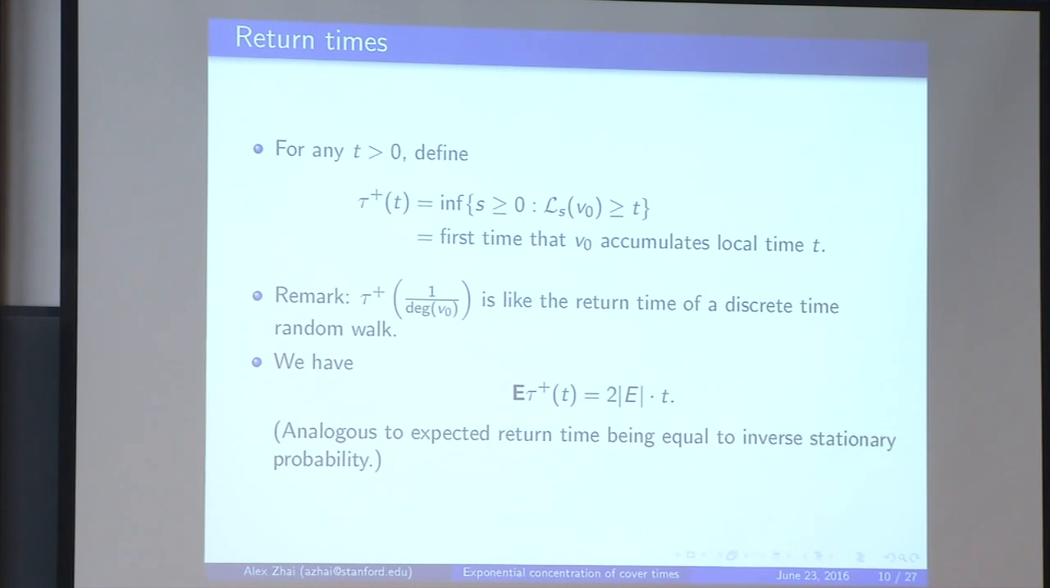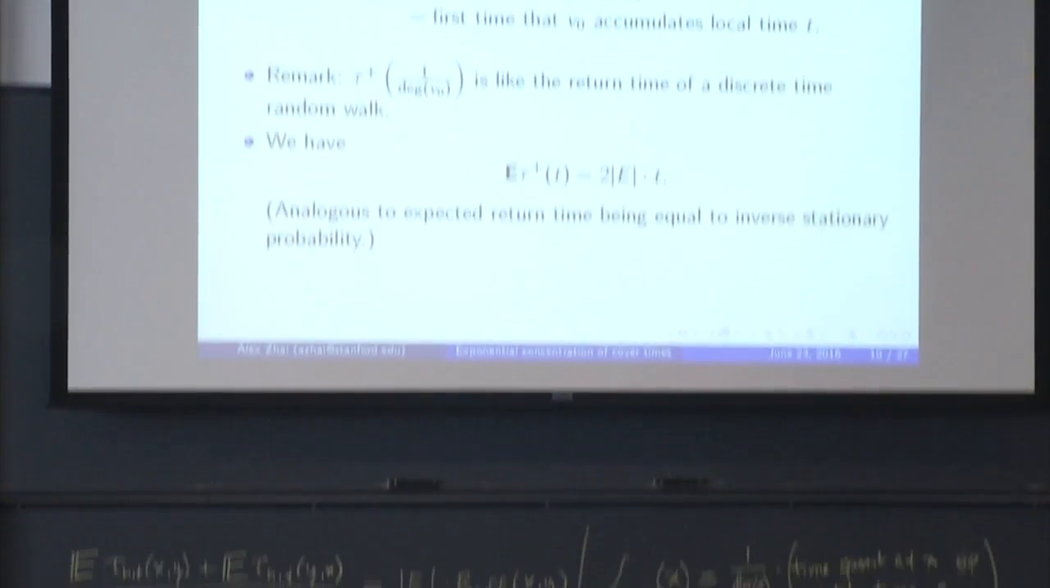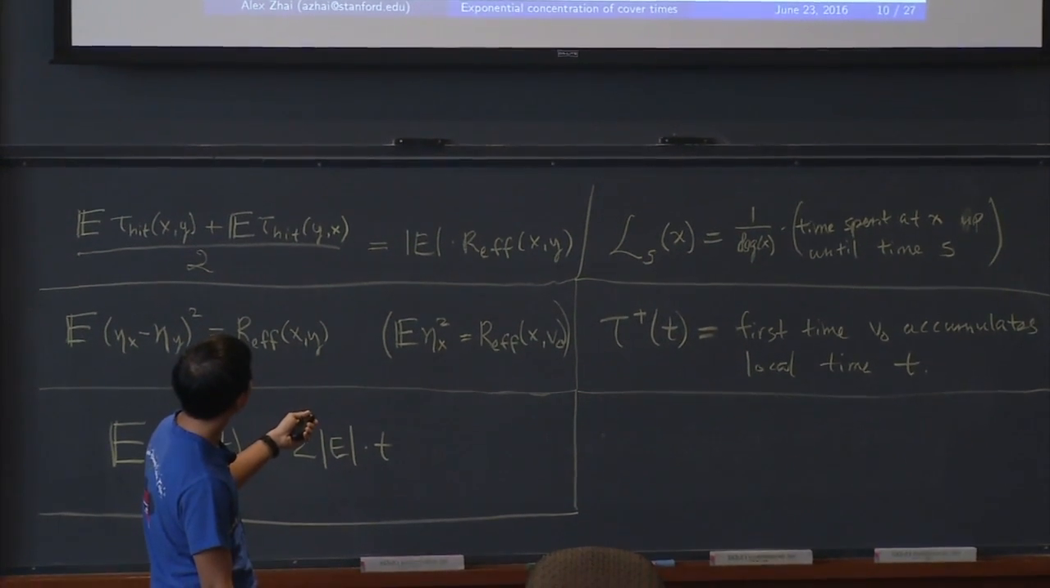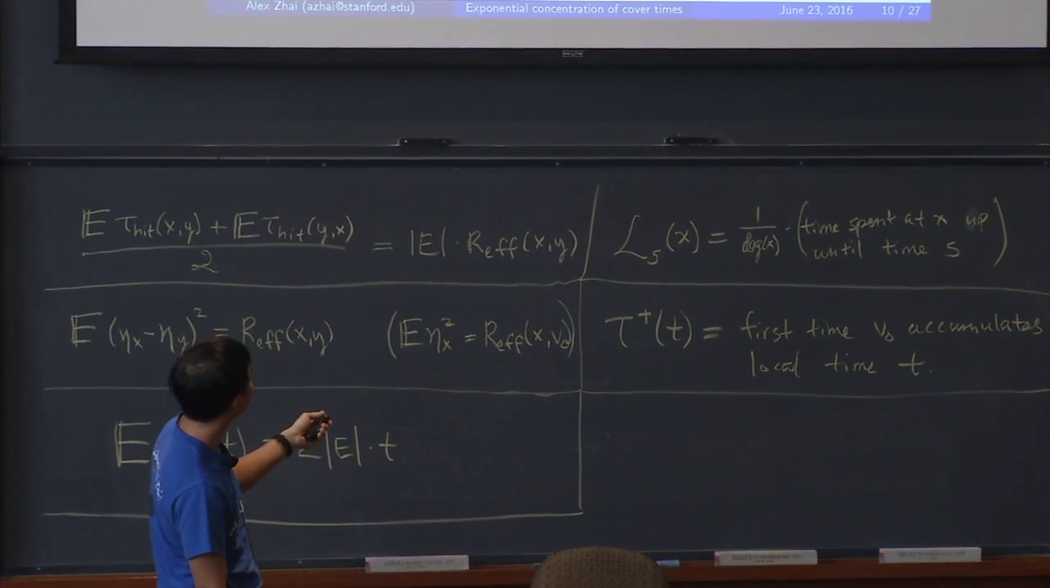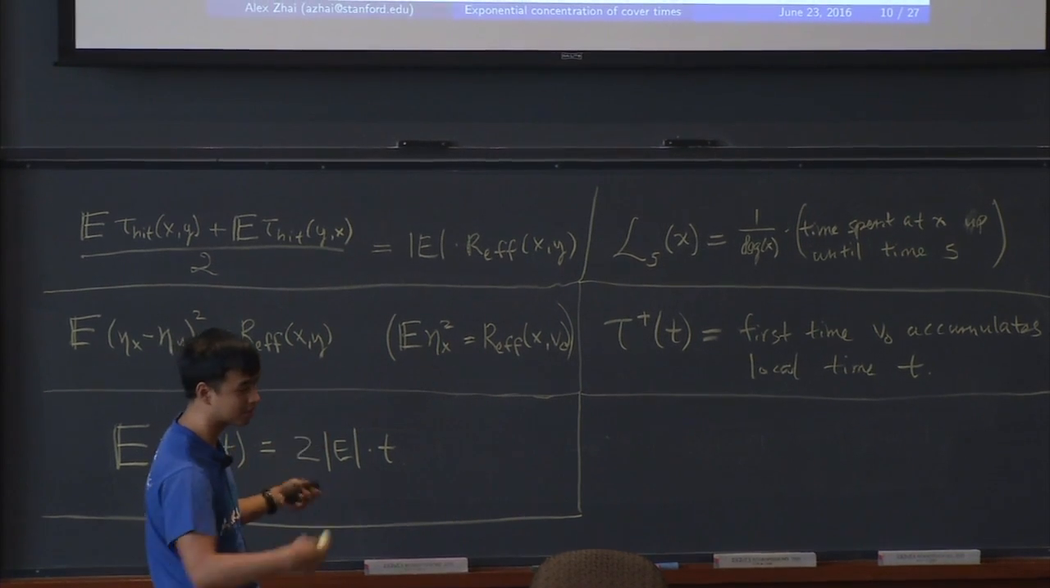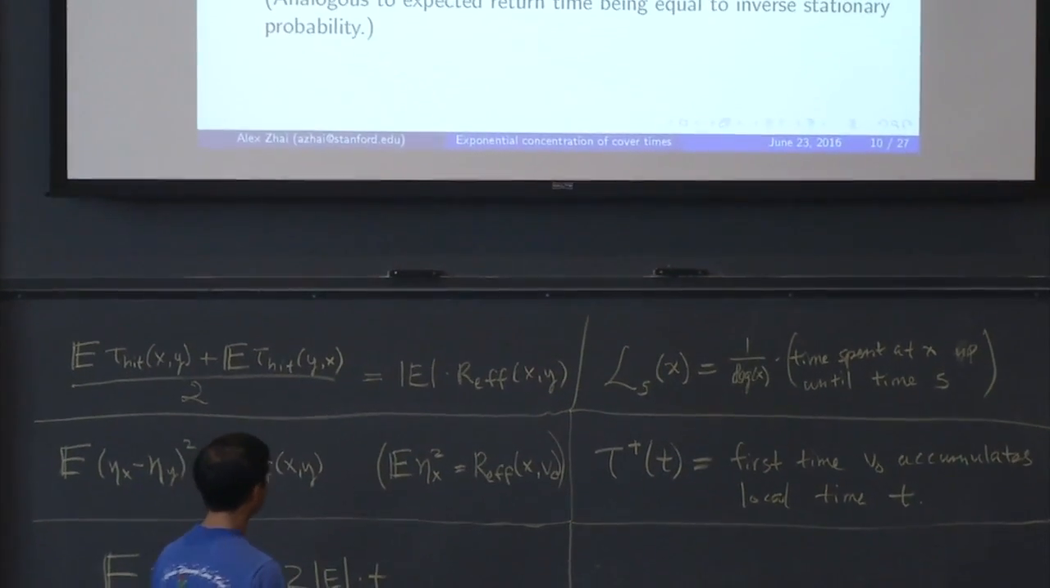What's actually going to happen for the relevant cases that we're interested in is that this tau plus of t is going to be concentrated around its expectation, which makes sense because it's kind of like the sum of IID return times. So you can probably just think of these things as being equal without the expectations, at least on an informal level.